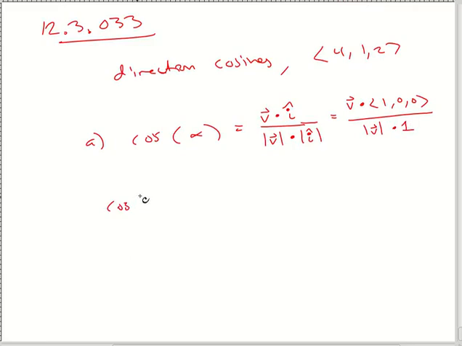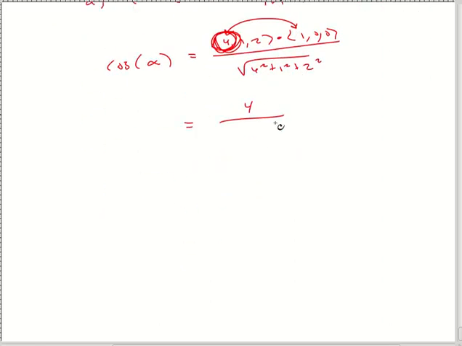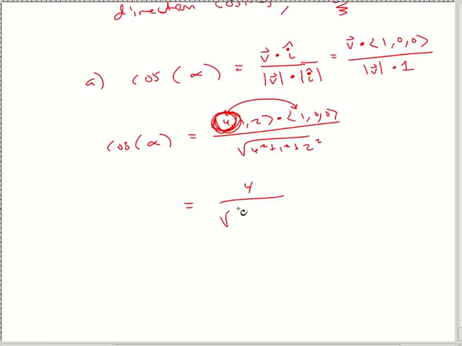So cosine alpha is going to be now 4, 1, 2 dot 1, 0, 0, all divided by the square root of 4 squared, 1 squared, 2 squared. So when I'm doing this dot product here, notice that I'm going to have 4 times 1, 1 times 0, 2 times 0. Add it all up, you're only going to get a 4. It's essentially saying what is the x value of your vector. Okay, so that's what it's trying to say. The x value of your vector divided by your total magnitude here.